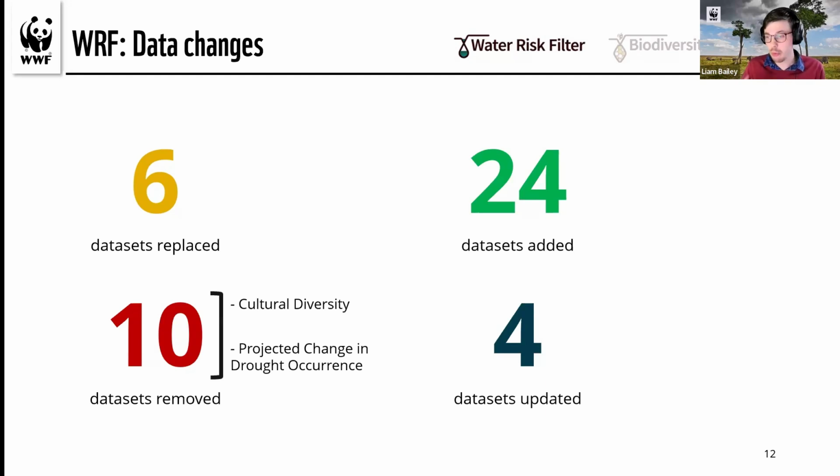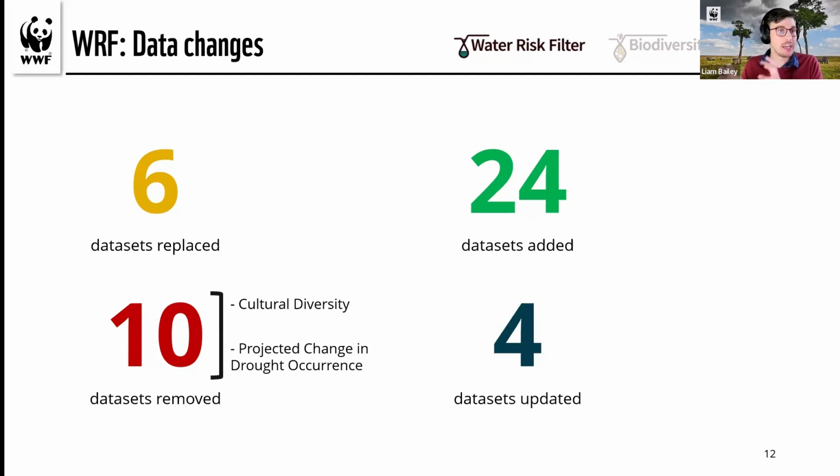We've had 10 data sets removed from the water risk filter. This includes cultural diversity and projected change in drought occurrence. A number of the data sets that we've removed are related to reputational risk, and that's because we've had some changes to reputational risk to better align between our water risk and biodiversity risk tools, and I'll talk about that a little bit later on.